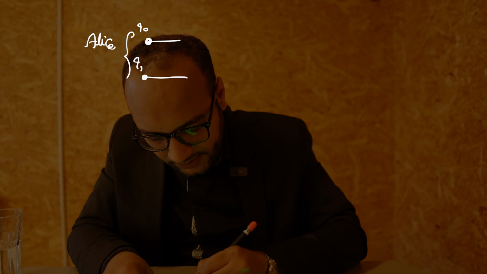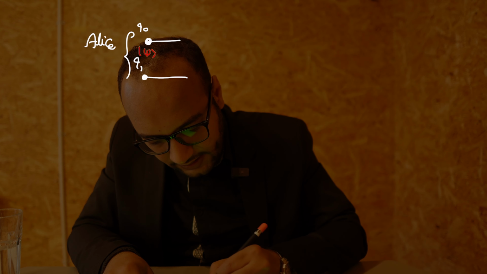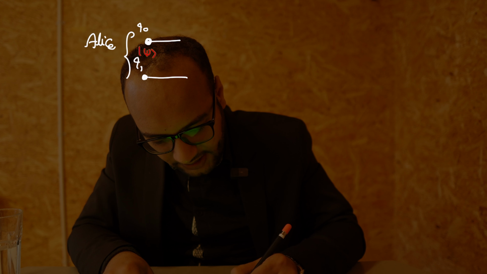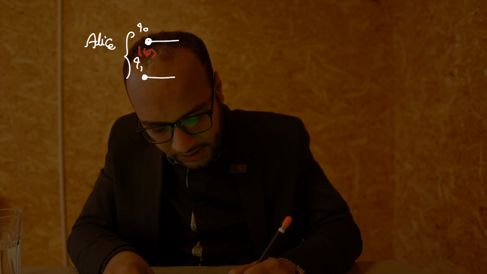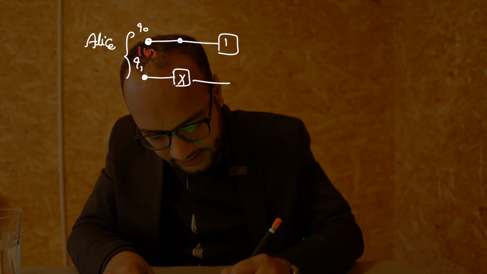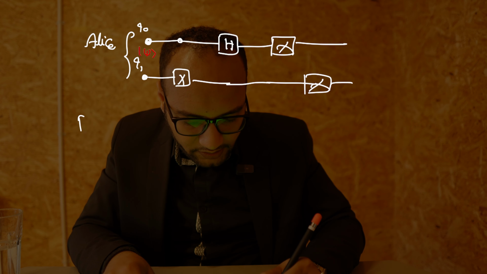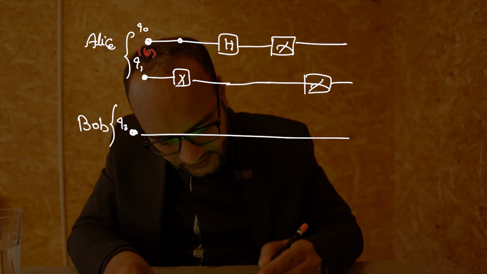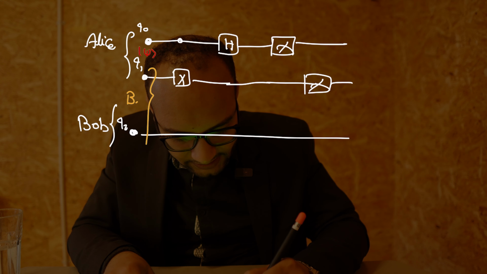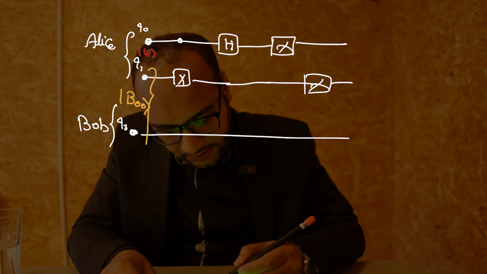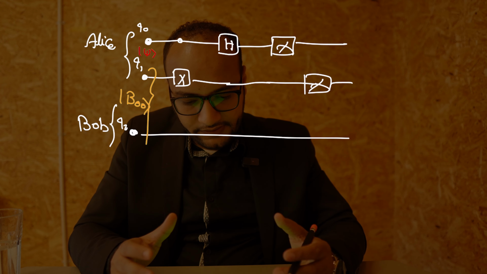This is the situation of Alice. She has 2 qubits, Q0 and Q1. Q0 has this mysterious state psi, and then we apply the Hadamard gate. Every time I apply it in the entanglement way, we apply the CX gate, and then the Hadamard, and then there is a measurement to perform. And of course, this is the qubit of Bob, which is Q2, and the qubits here are already entangled and they are in a Bell state. We call it B00.